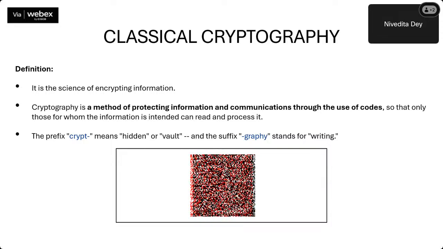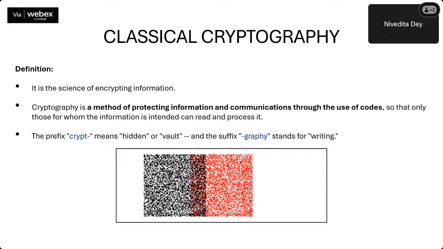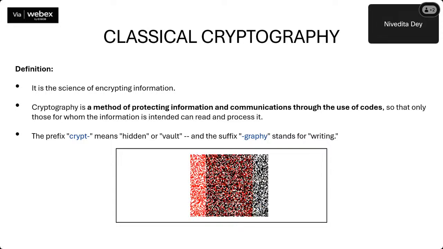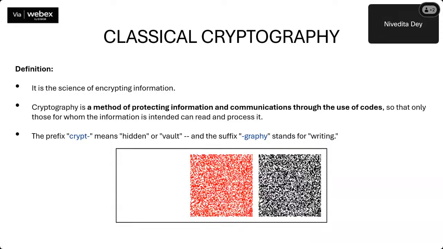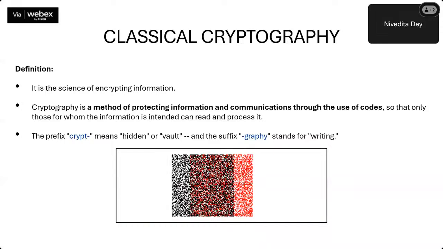Okay, so only the intended receiver should be able to receive it, interpret it, or process it. No one other than the intended one should be able to get that information. That was the aim of cryptography, the aim of cryptography in communication.